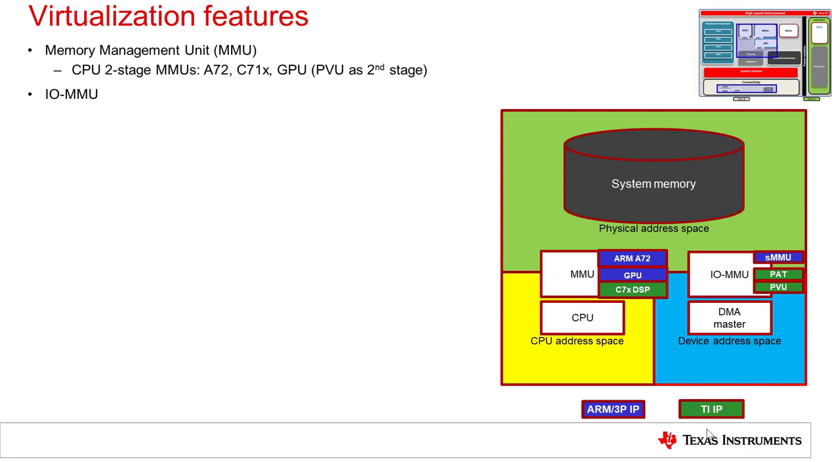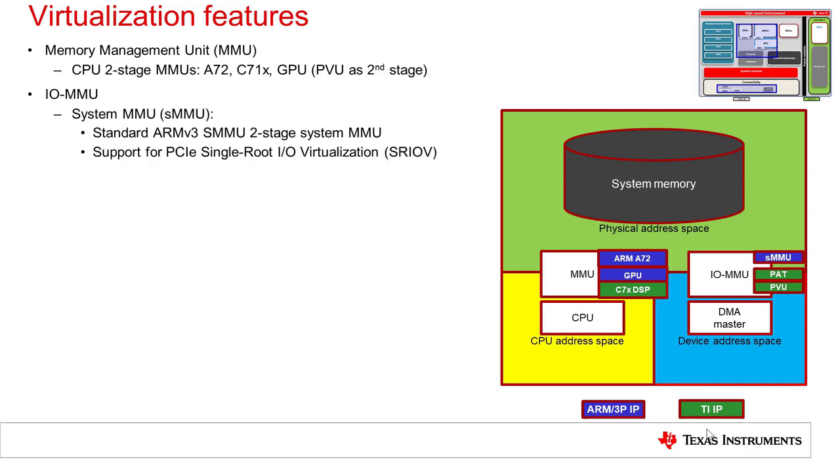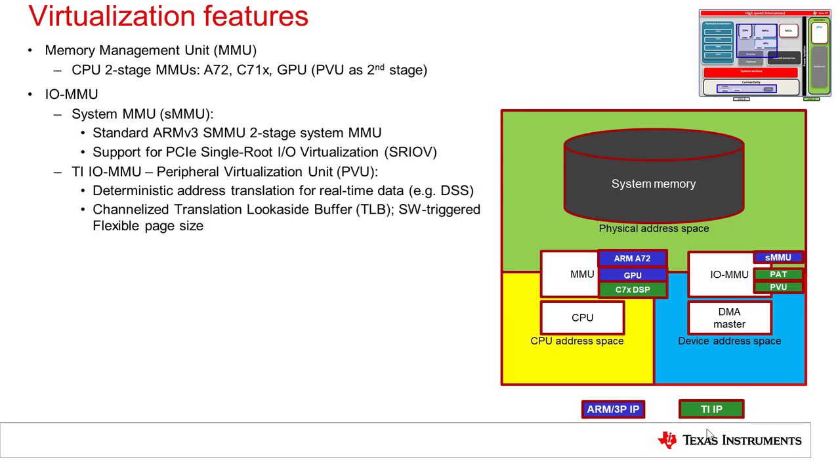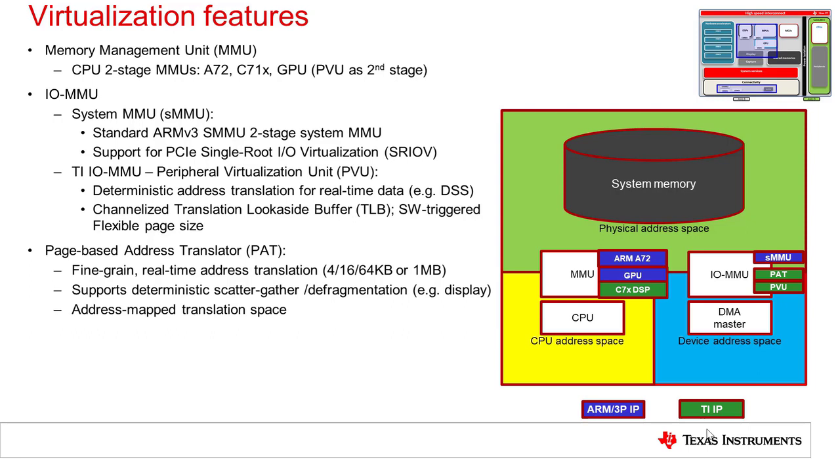There are two I/O MMUs available in the Jacinto 7 system, the ARM v3 compliant system MMU or SMMU, and the TI Peripheral Virtual Unit or PVU. The SMMU may be used for standard software and hypervisors, while the PVU can concurrently be used to virtualize memory space used by real-time peripherals such as display or capture, which can be challenging to service effectively with SMMU due to latencies.